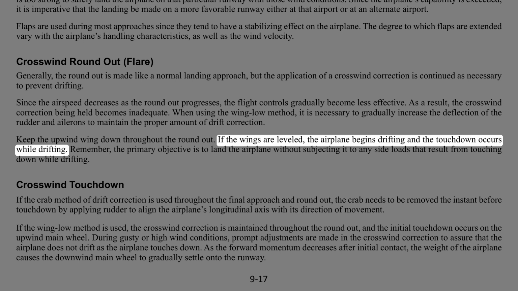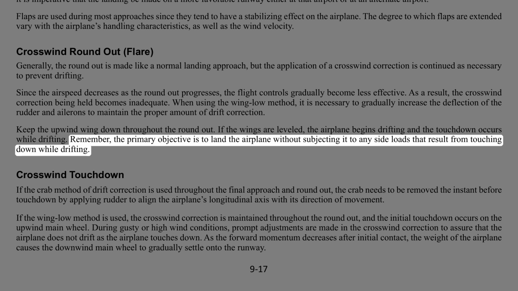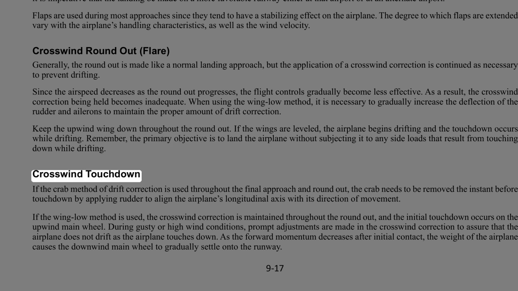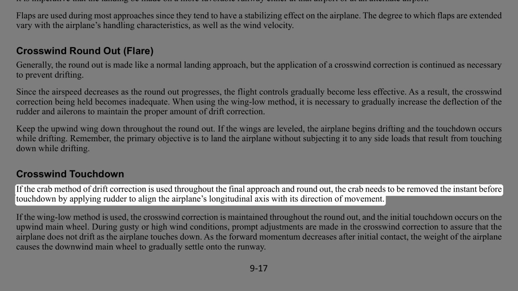If the wings are leveled, the airplane begins drifting and the touchdown occurs while drifting. Remember, the primary objective is to land the airplane without subjecting it to any side loads that result from touching down while drifting. Crosswind touchdown. If the crab method of drift correction is used throughout the final approach and round out, the crab needs to be removed the instant before touchdown by applying rudder to align the airplane's longitudinal axis with its direction of movement.